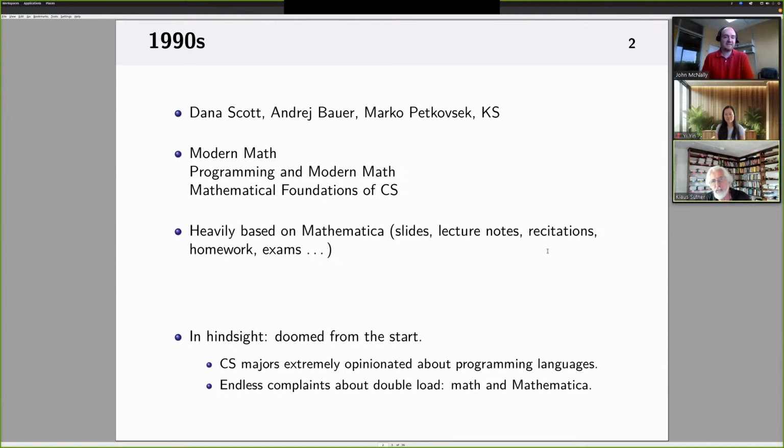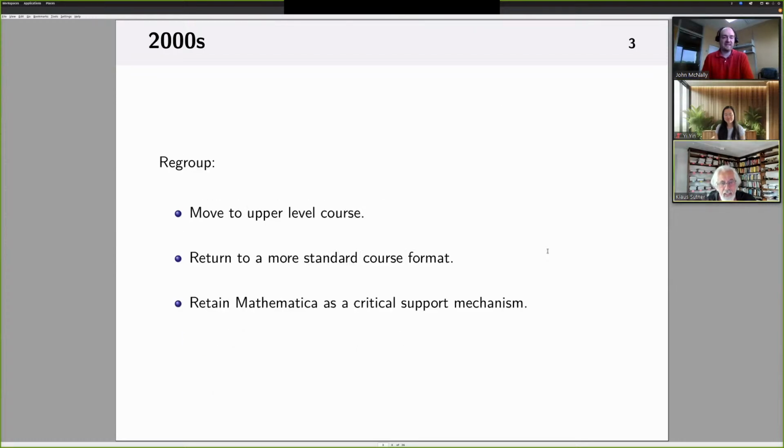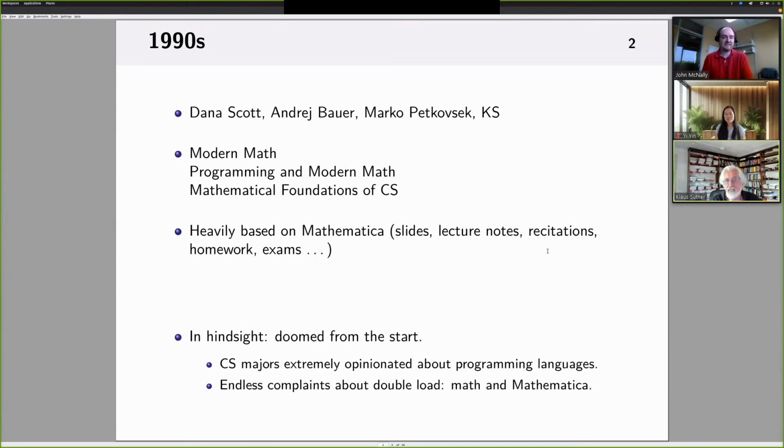But Andre and Marco both left, and Dana started thinking very, very loudly about retirement. So I decided I needed to change things. Just change the mode of approach. And what I did in the end was to focus on an upper level course rather than the introductory courses. So the current introductory course still has the remnants of our foundational, sorry, let me just go back here. The Mathematical Foundations of CS, that's still the current name of the introductory course.